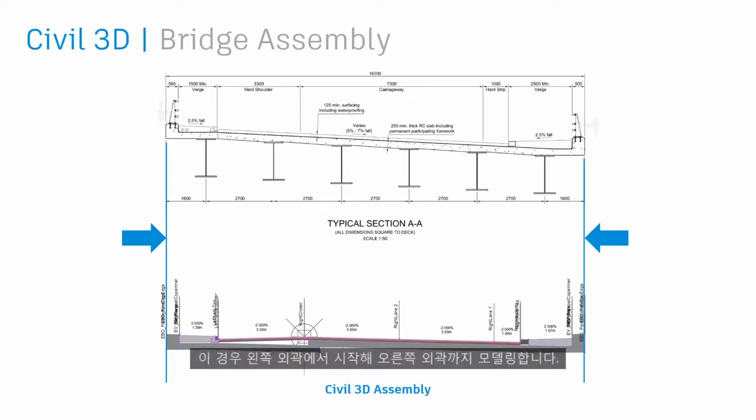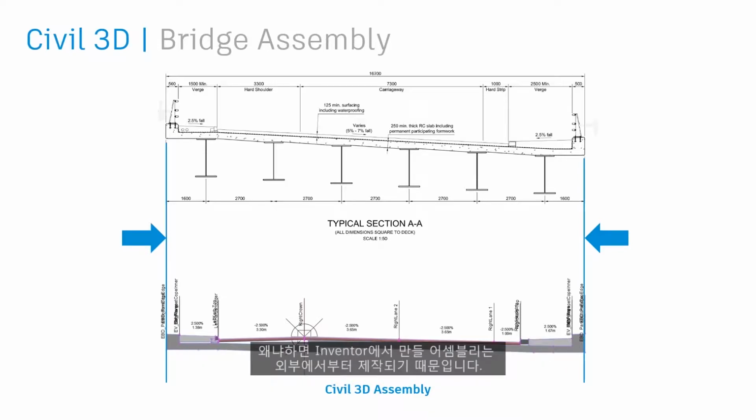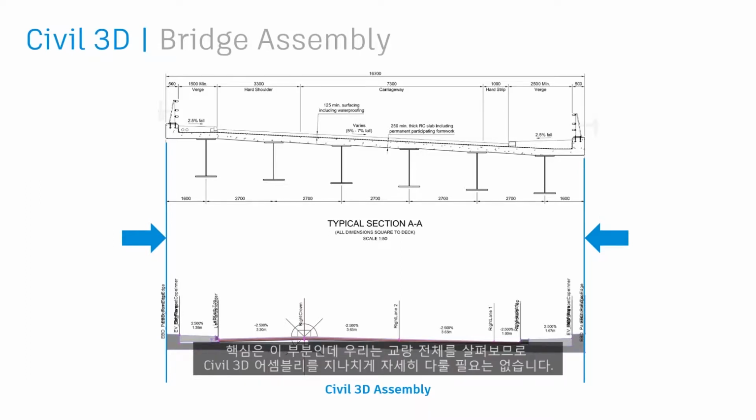In this particular instance, you can see we're modeling from the left outer edge across to the right outer edge, because the assembly we're creating in Inventor is going to be built from the outside in. Now, that's not to say we can't build it just from the inside out, but this is giving us a good starting point. And the key is here, we don't need to be overly detailed on the Civil 3D assembly as we go across the bridge.